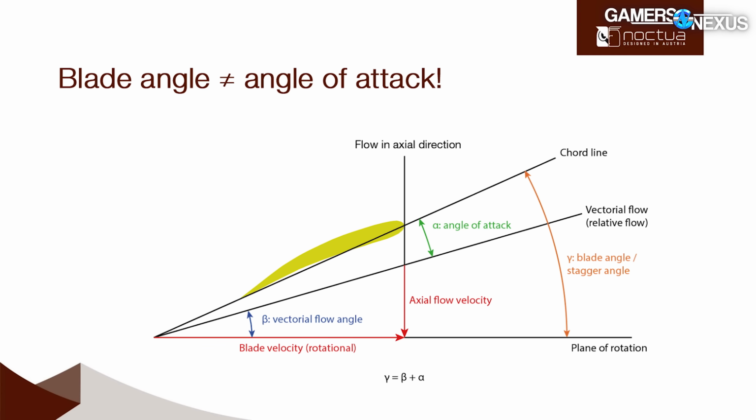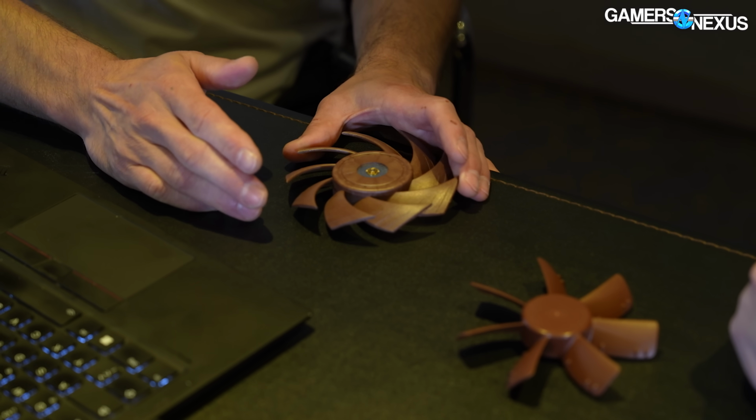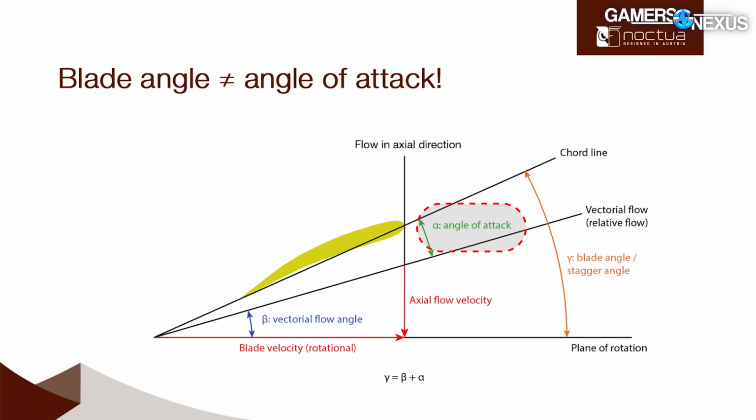To explain that, we need to look a little bit at how these different angles are defined. Most people refer to what we call blade angle as angle of attack. In fan engineering technology, that would not be entirely correct, because blade angle, it's also sometimes called stagger angle in the literature, is a purely mechanical property. So that's the angle between the plane of rotation and the chord line of the blade. So the chord line is an imaginary line between the leading edge and the trailing edge of the fan blade. So that's the blade angle. Angle of attack is something different. That's the angle between the chord line and the relative flow, or the vectorial flow angle.